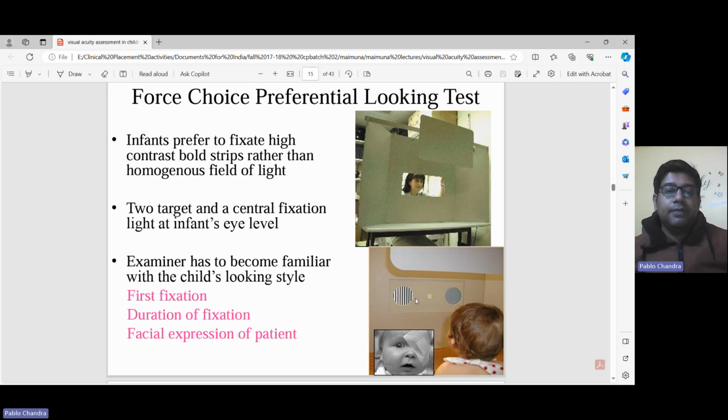The examiner has to become familiar with the child's looking style: first fixation, duration of the fixation, and facial expression of the patient. So whenever you are looking at the facial expression of the patient, you are trying to understand whether the fixation is changing or not. If it is, then the patient's eye is absolutely normal.